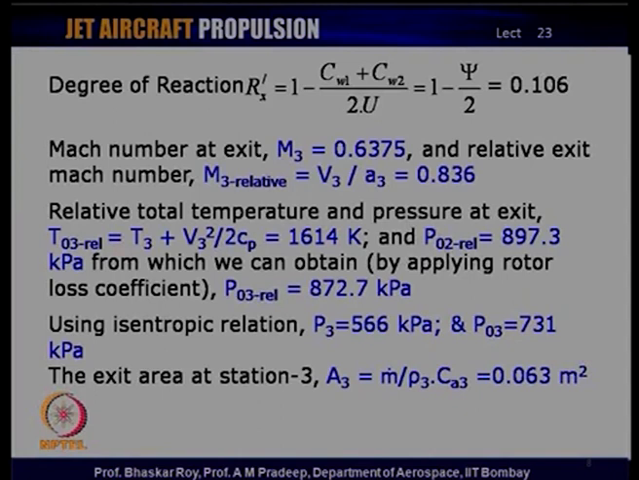It is slightly higher than what it came in with into the rotor. So, the rotor is clearly a reaction turbine. It has accelerated the flow a little and has produced a reaction, and hence it is a reaction turbine. The relative total temperature and pressure at the exit can also be computed to complete the calculation, and we get T03 relative as 1614 K and P02 relative as 897.3 kilopascals by applying the rotor loss.